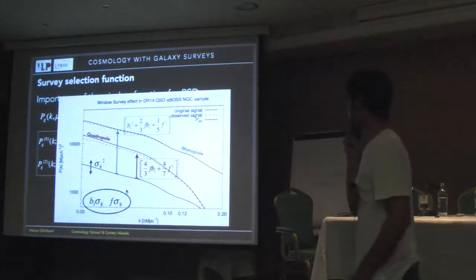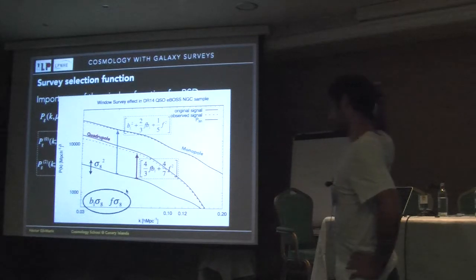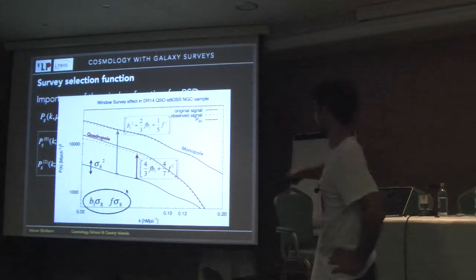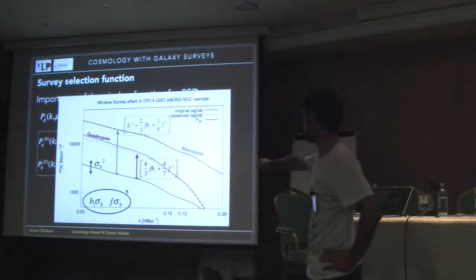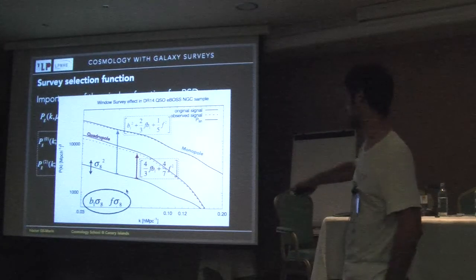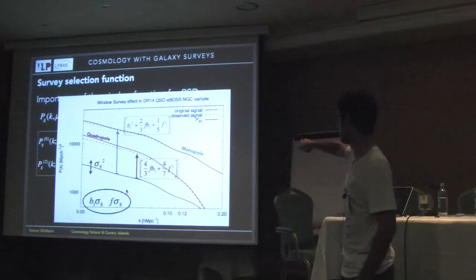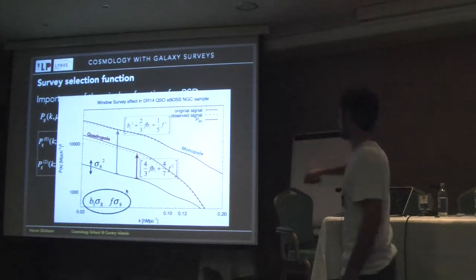So actually, a plot just to show how this works is that we have our linear model here, that in principle can have a free parameter sigma, which is going to control just the amplitude. And we are going to measure our monopole from the galaxies and our quadrupole from the galaxies.